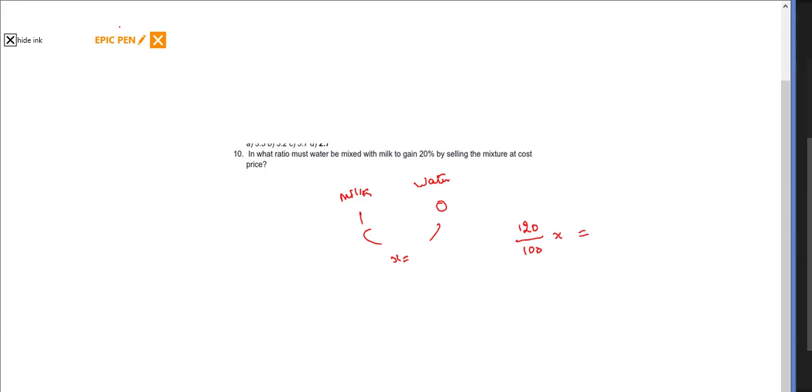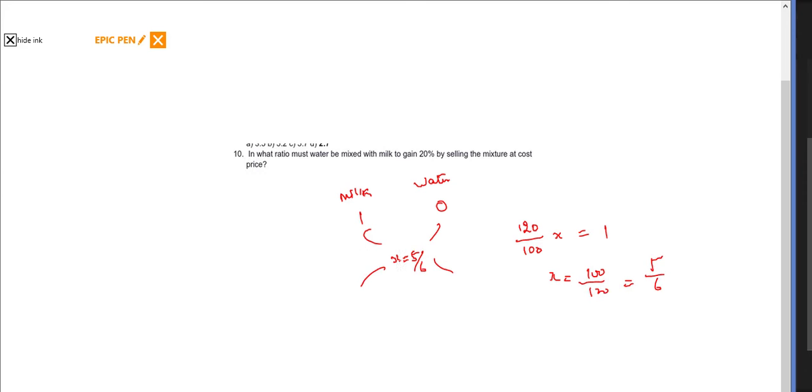What's the cost price? What is it going to cost me? It's going to cost me just 1 rupee, right? So if I mix milk and water, I'm going to get a value that is going to lie between 0 and 1. Say the value would be 0.75 or something, and if I'm going to sell it at 20% profit, I'm going to get my cost price, which is 1 rupee. So from this we can say x is 100 by 120 or 5 by 6. Okay, we have our x.